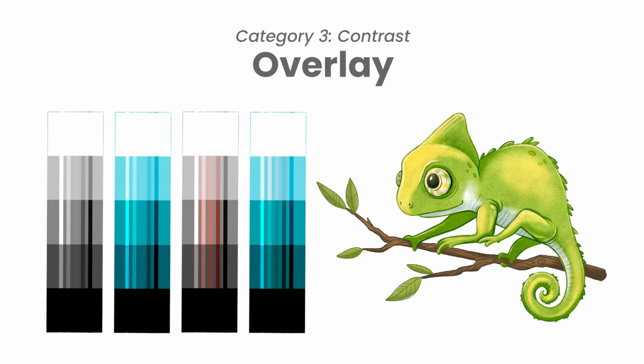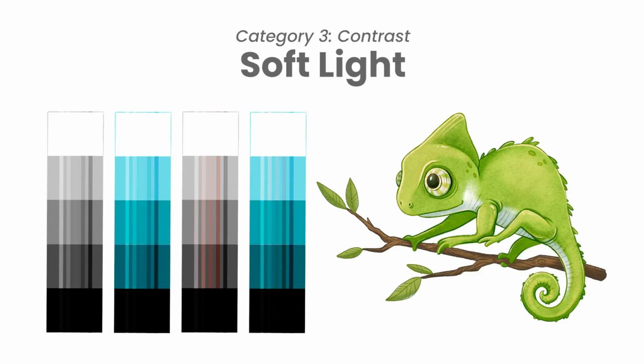So first up is overlay, and you can think of overlay as a combination of multiply and screen. It's mostly going to be adding contrast within the midtones, making the darker colors even darker and the lighter colors even lighter. Soft light is very similar to overlay, it's just going to add more contrast within the midtones, but this time it's going to be a bit softer as a result, not as harsh and contrasted.